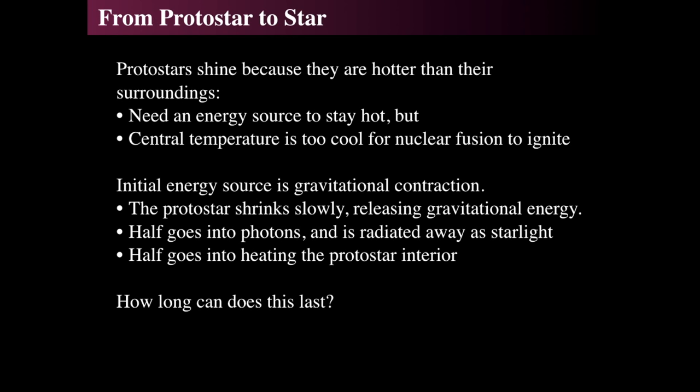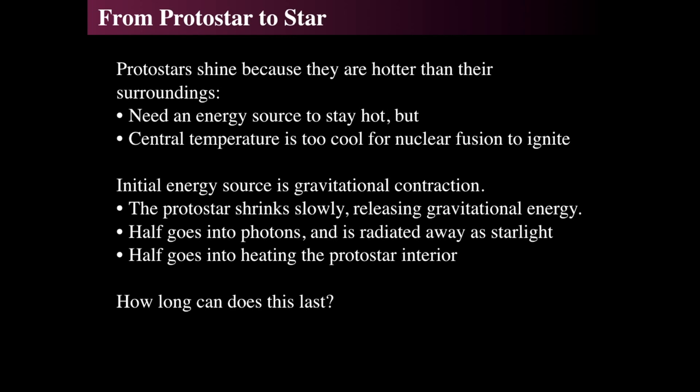So how does a protostar then become a star? Well, they shine because they're hotter than their surroundings. Remember, the rest of the star nursery is just a big cloud of gas and dust. Protostars are really, really hot in their cores, and so they emit an enormous amount of light. And because they emit so much light, they're hotter than everything else. So we can see them in infrared or visible light, depending on the surroundings.